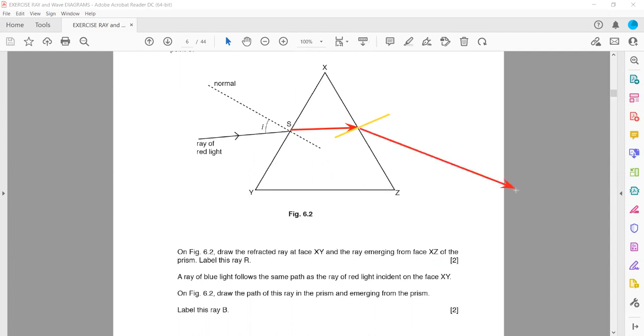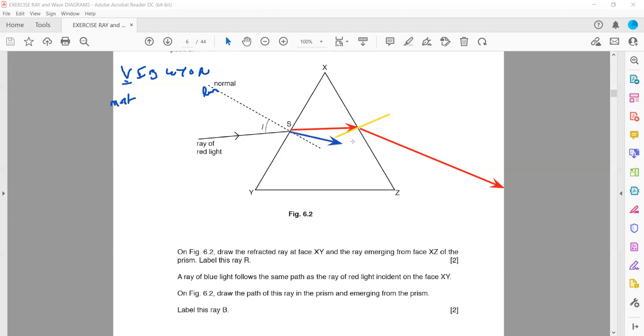So it will bend away from the normal. And now they are saying there's a blue light entering. As we know, violet, indigo, blue, green, yellow, orange, and red. The violet has the highest frequency, so it will bend the most, and red bends the least. So now we have to complete a path for a blue light.